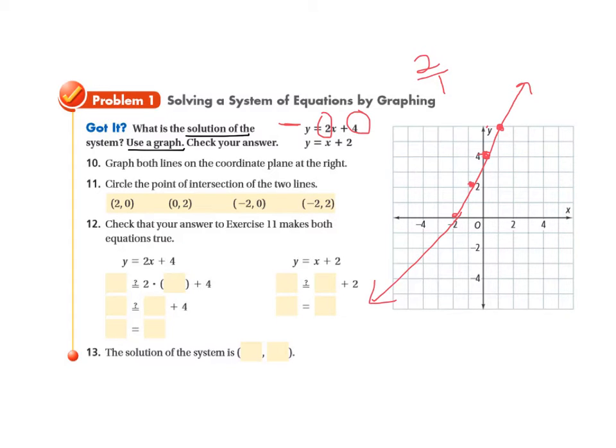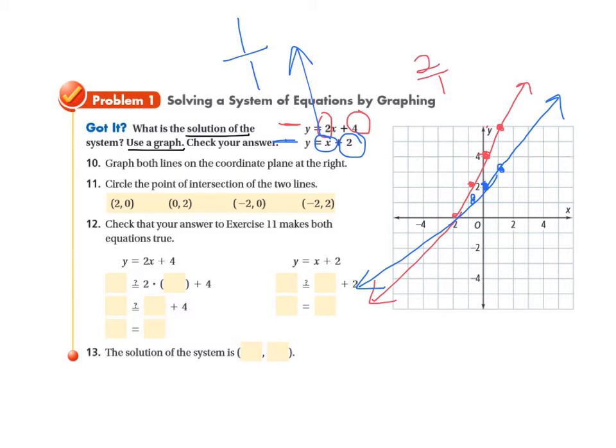Now I'm going to graph my second equation in blue. My y-intercept on this one is 2, so my starting point is a positive 2. And then I'm going to use my slope. There's no number in front of my x, so that tells me my slope is 1. And to make it a fraction, I put it over 1, so that would be up 1 over 1. So this line looks like this.